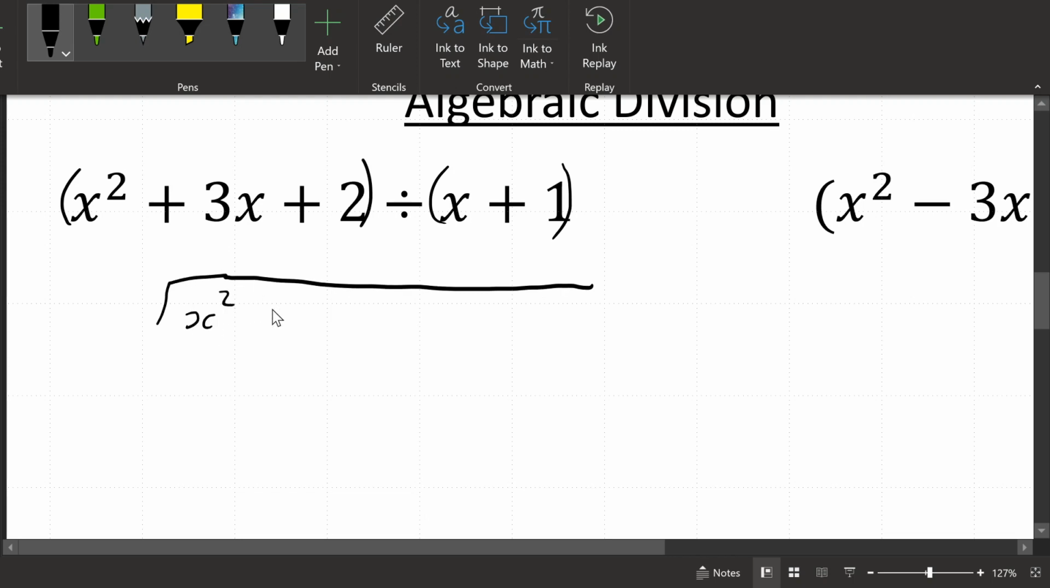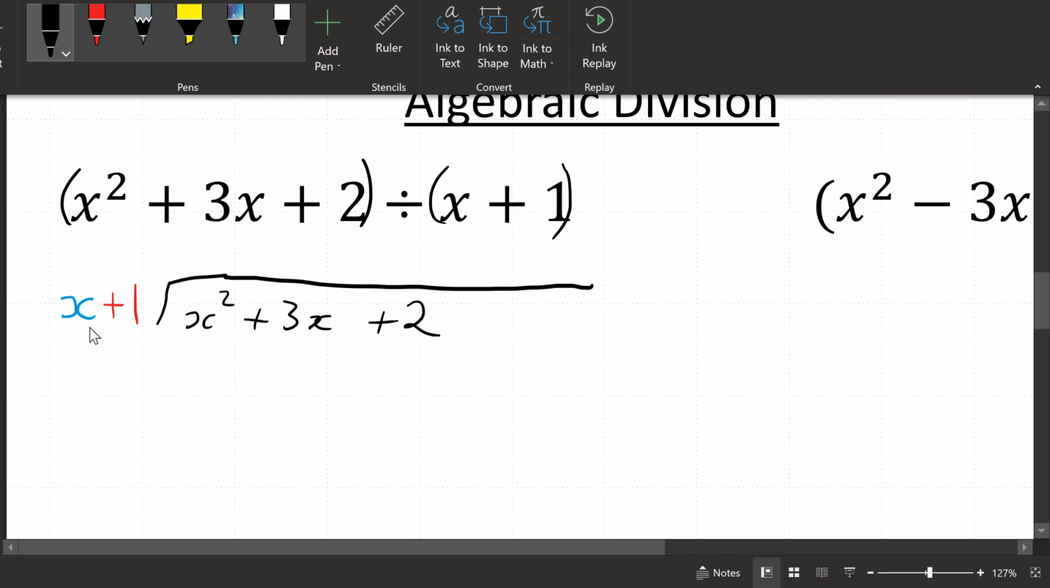Going to go x squared plus 3x plus 2. And then I'm going to write the x here for the linear value in blue and the constant in red. And it will make sense in a few seconds, okay? So what we do here is we use our leading variable in a division, so the x value, as our guide as to what we're dividing by each time.